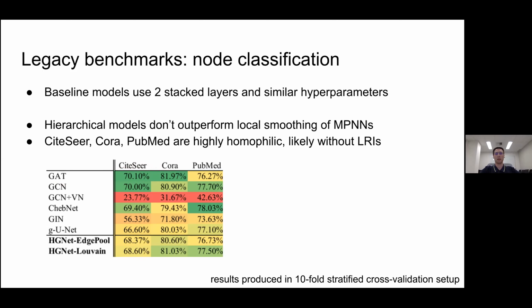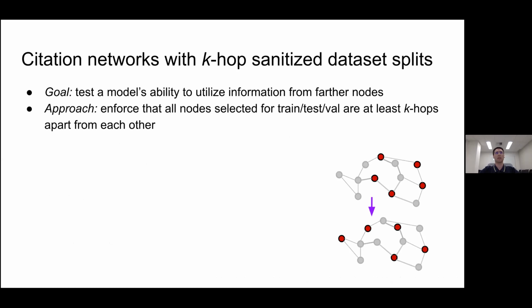So the nodes of the same class tend to be in the same neighborhoods, and so the long-range information is really not needed, and you can do very well by just local smoothing, or in some cases even by ignoring the entire graph structure. So these data sets are really limiting in this sense, and don't serve the purpose of benchmarking these kind of complex models. We tried to still reuse this data in some way.